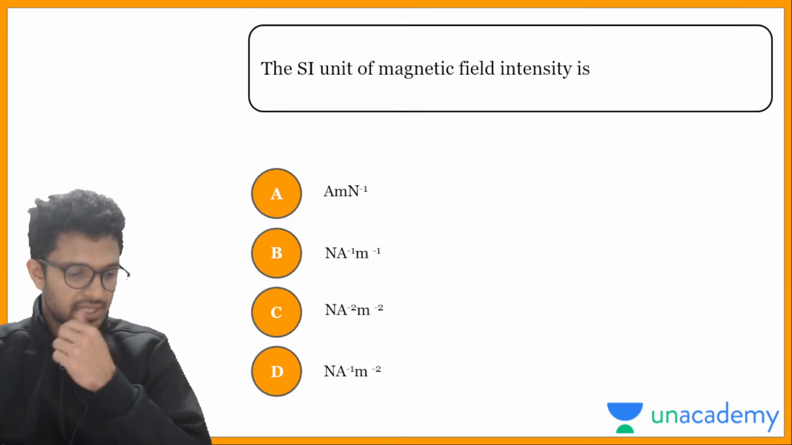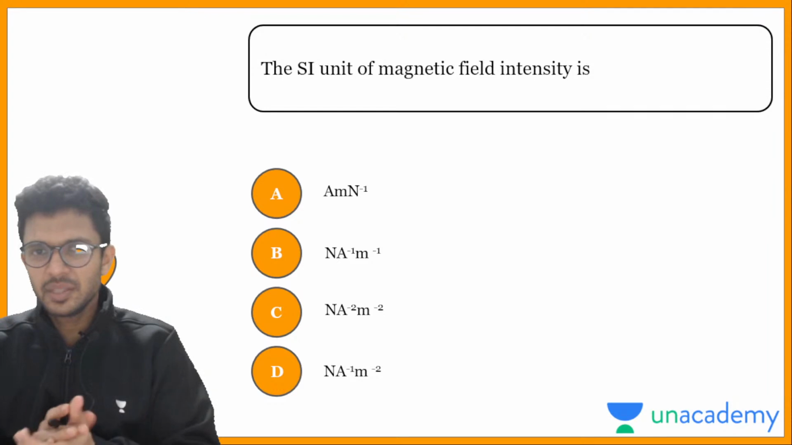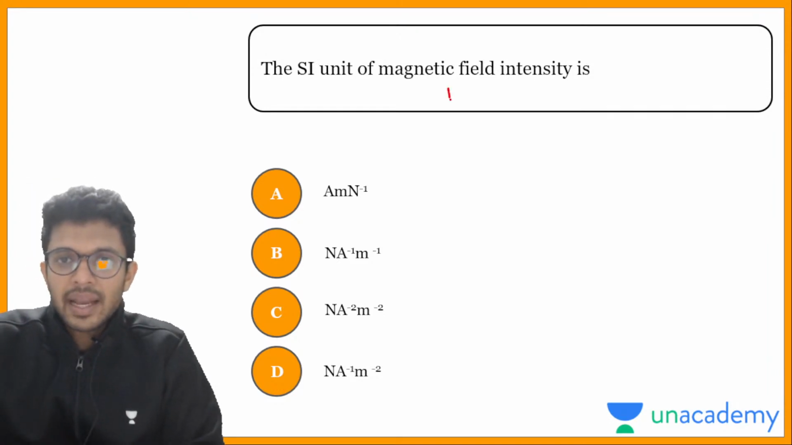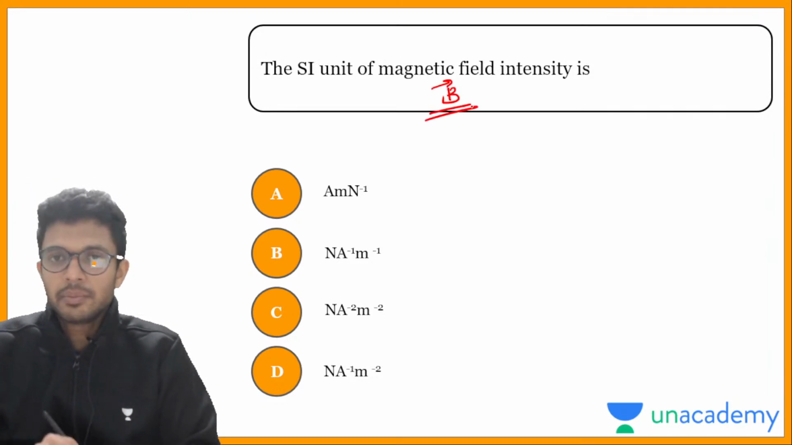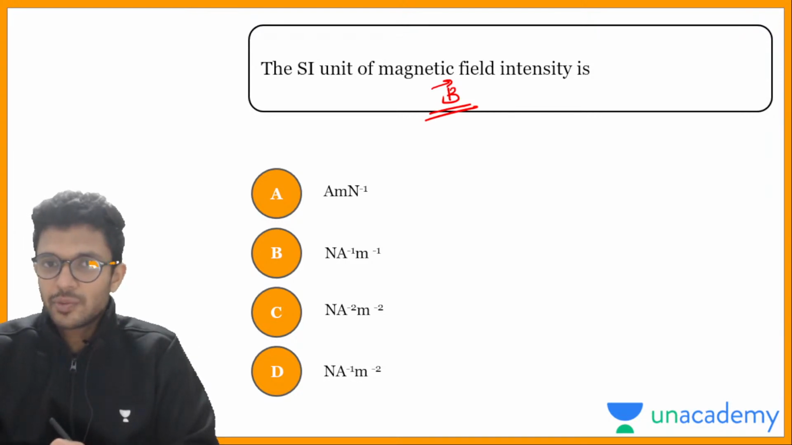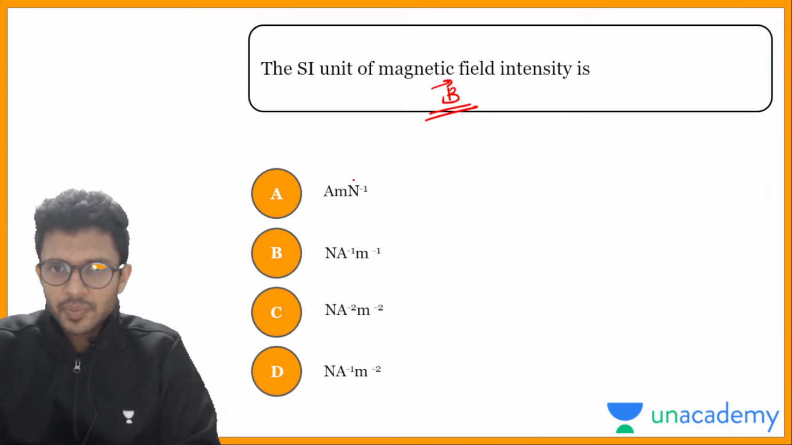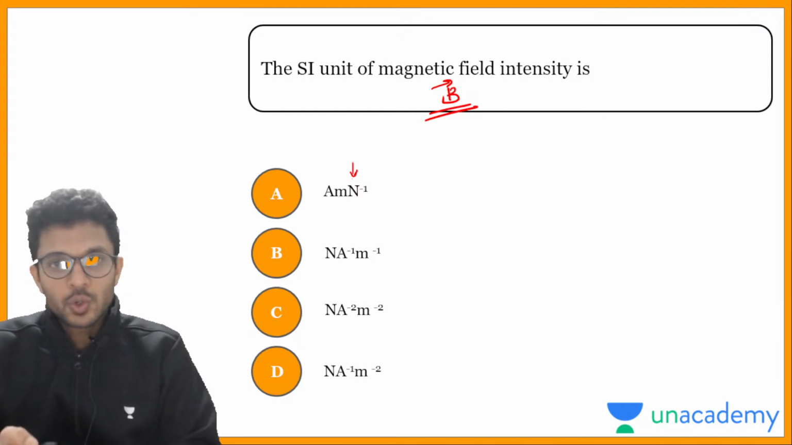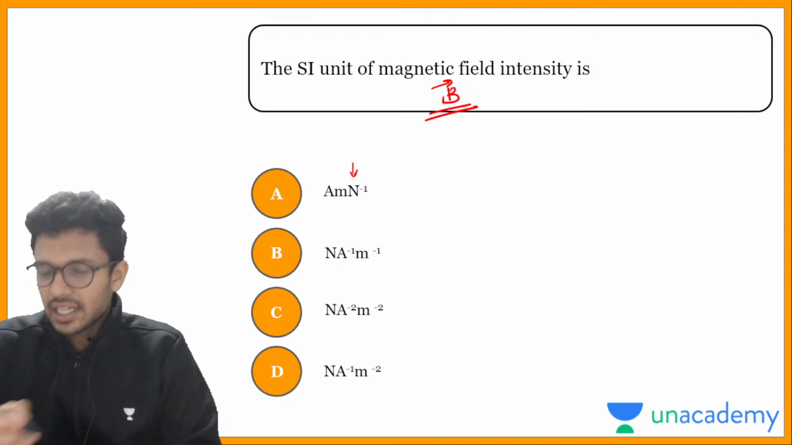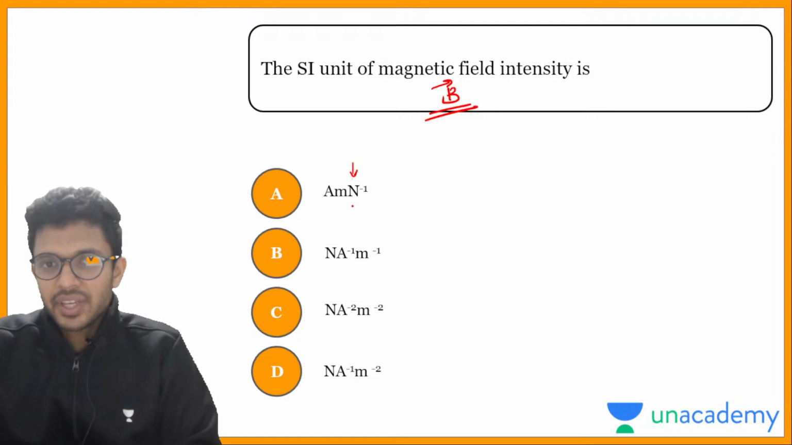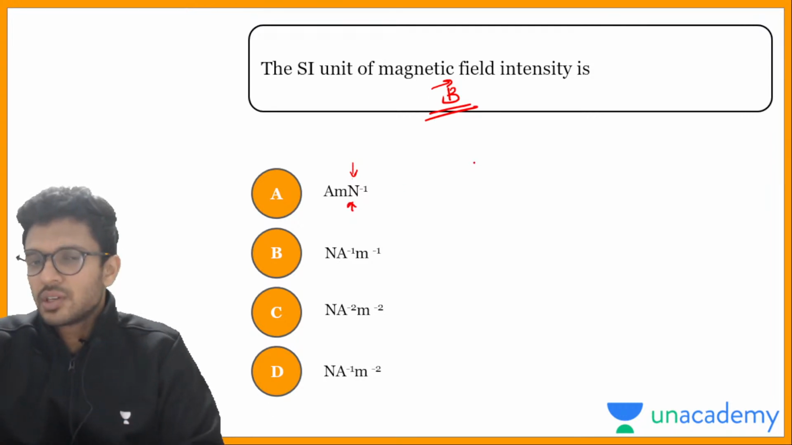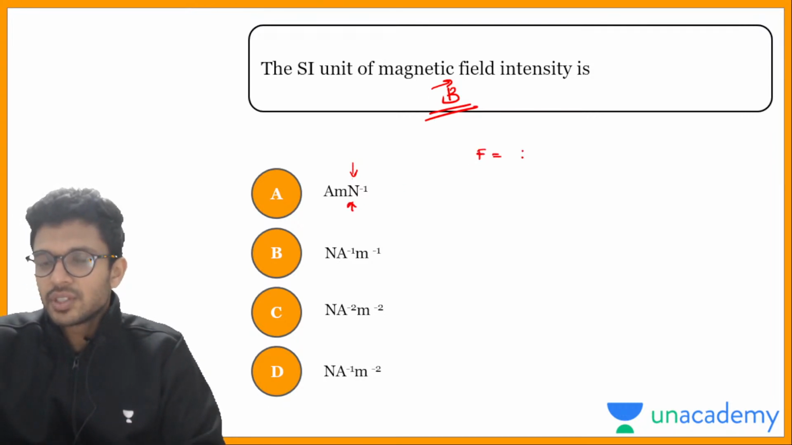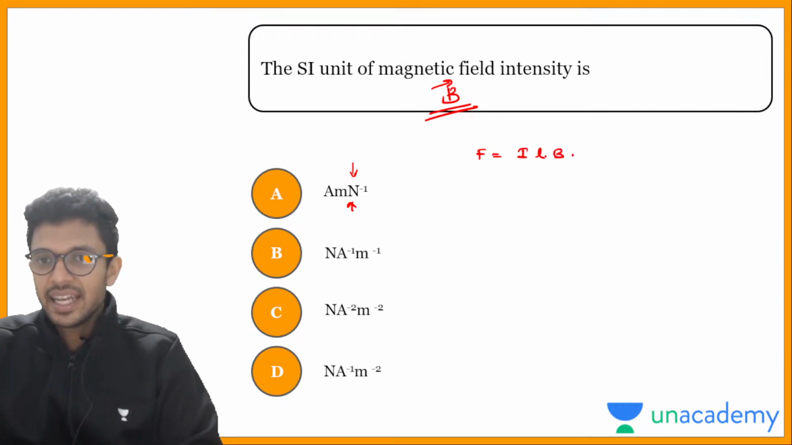Okay. I can see options B, C, C, B, B, B, B. Magnetic field intensity, meaning B. We are asked to find out the unit of magnetic field intensity. But if you look, we are having the magnetic field in units of Newton, meaning in terms of force. So if you are asked to find units in such a way, write down the formula which connects magnetic field and force. Which is that formula you have? Force is equal to ILB. Current, length, magnetic field.